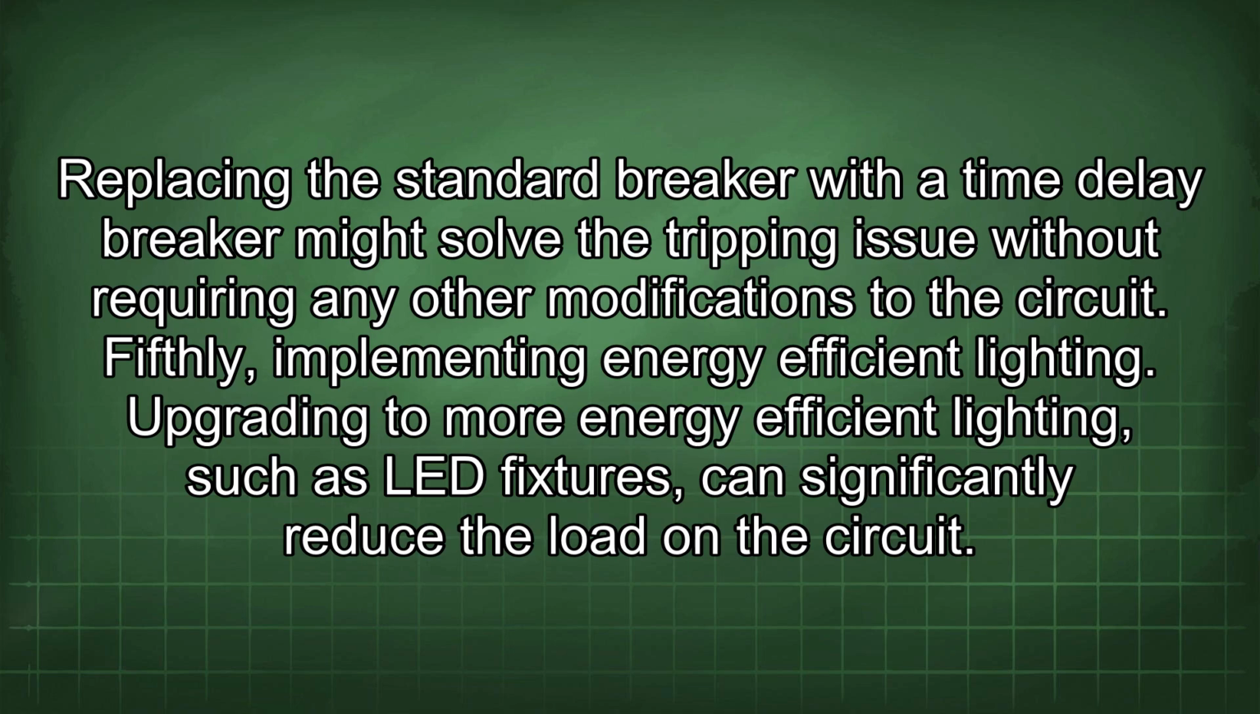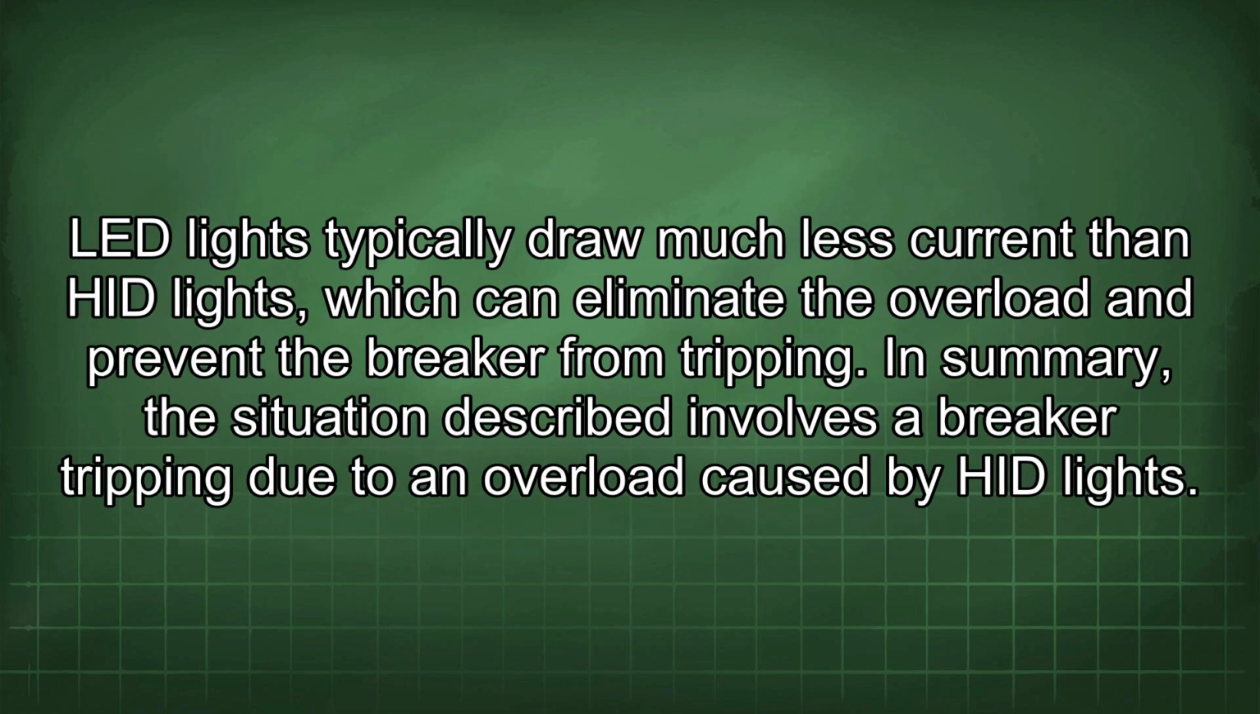Upgrading to more energy-efficient lighting, such as LED fixtures, can significantly reduce the load on the circuit. LED lights typically draw much less current than HID lights, which can eliminate the overload and prevent the breaker from tripping. In summary, the situation described involves a breaker tripping due to an overload caused by HID lights.